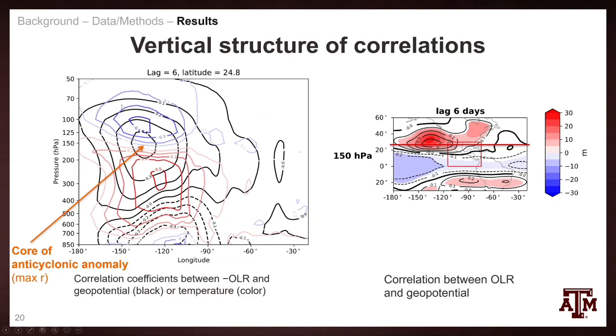The color contours are the correlation coefficient for temperature. So here we can clearly see that above the anticyclone, there tends to be cold anomalies, and then below it, there is a warm anomaly. So there is a pretty strong vertical structure signal correlated with convective strength inside this domain, the red box domain.